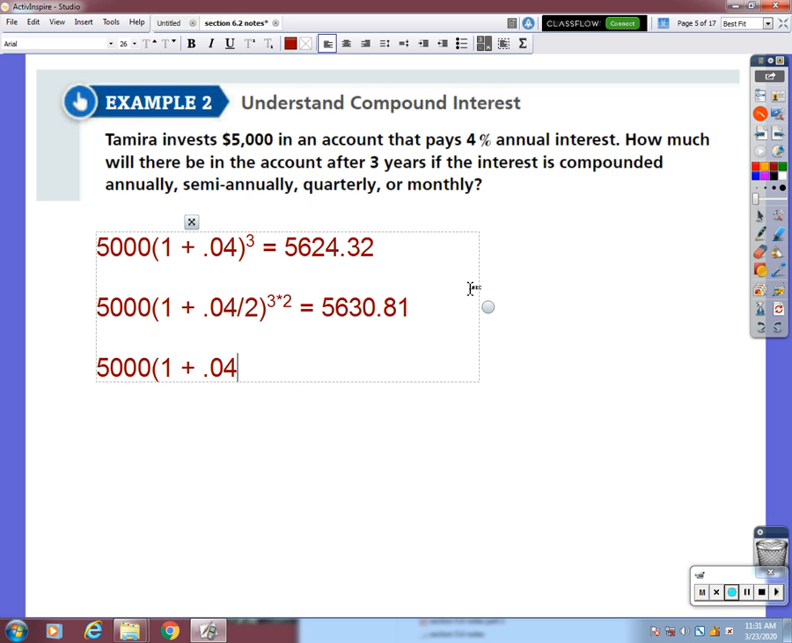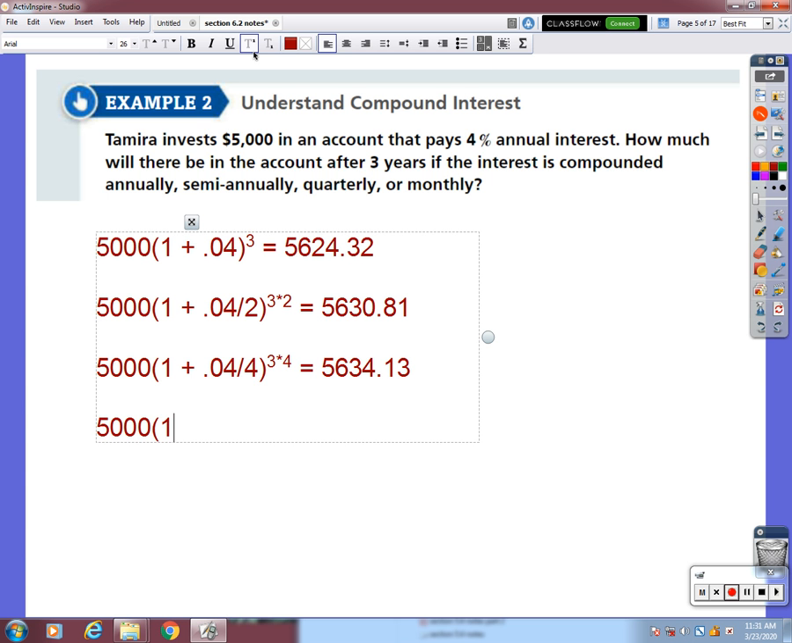So let's take that to the next level. Let's go quarterly. So that's 4 times a year. So 4 times a year for a total of 3 years would be 12 times total. So I'm going to change this to a 12, and I'm going to change this to a 4, and now I have slightly even more money, $5,634.13.